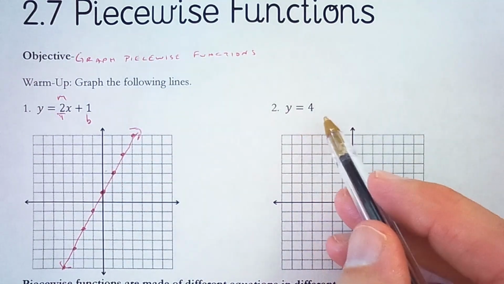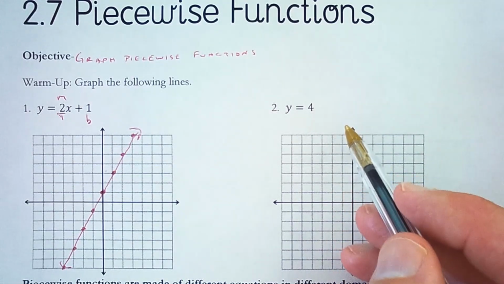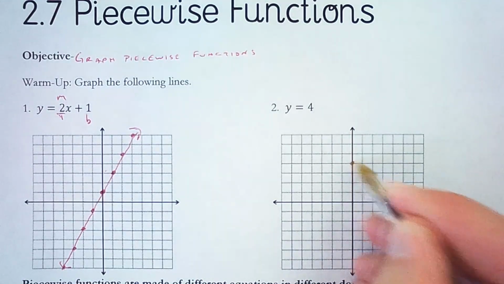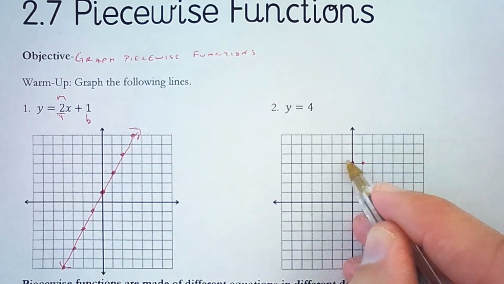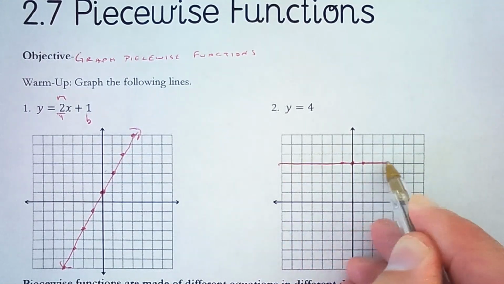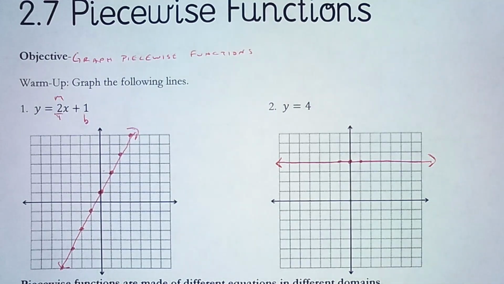Here we've got y equals 4, so that means the line we're going to graph, no matter what the x value is, the y value is always 4. So the y-intercept is 4. When x is 1, y is 4. When x is negative 1, y is 4. No matter what x is, y is always 4 on this horizontal line.